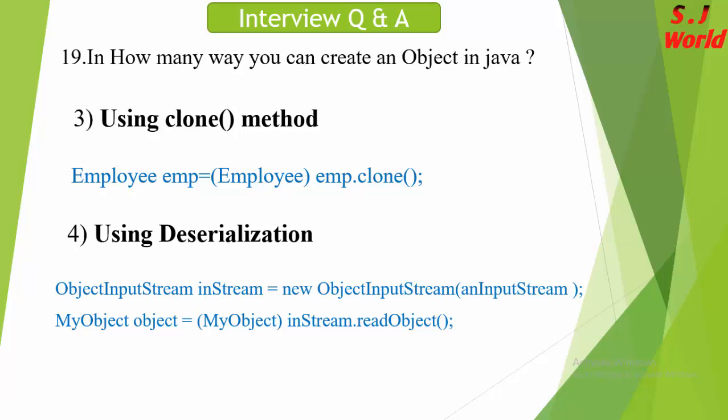These are the four ways you have to memorize and tell the interviewer. If there is any cross question about the clone method, deserialization, and reflection API, you will be able to answer because I have already discussed all four ways. Now, let's go to the next question.